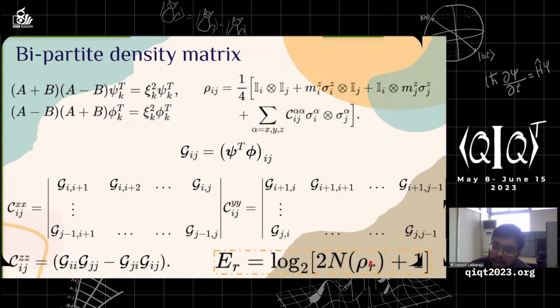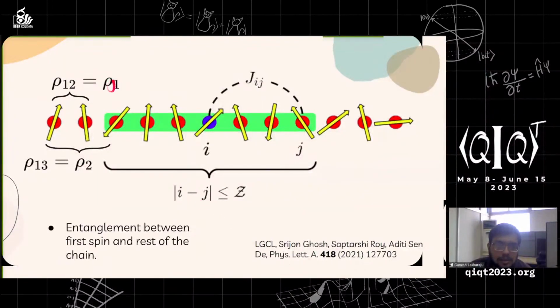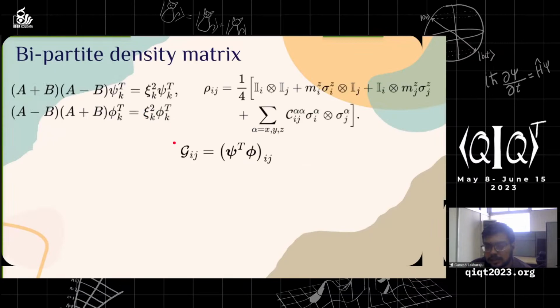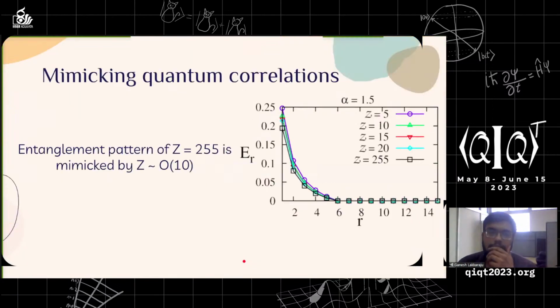Once we have done this, we can now calculate the main quantity of interest, that is the entanglement between R. If you remember, R is just this R. This is R equal to 1 and R equal to 2. So entanglement between the first two spins, entanglement between the first and the third spin, entanglement between the first and the fourth spin. As such, we calculate entanglement versus R. So this is what we want to study. Now, this is the main result.